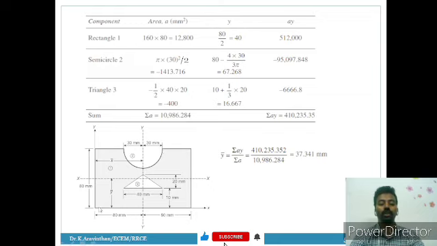Next one is the y coordinate. From the x plane you have to identify the y coordinate. You have to find the individual centroid of the rectangle. For the rectangle, the height is 80 mm. So 80 by 2 will be the y coordinate, and 80 by 2 is 40.